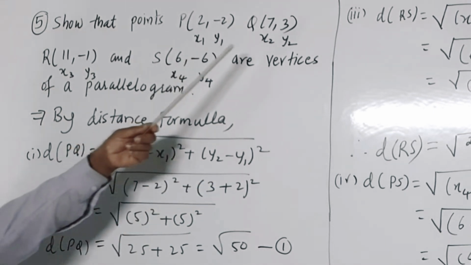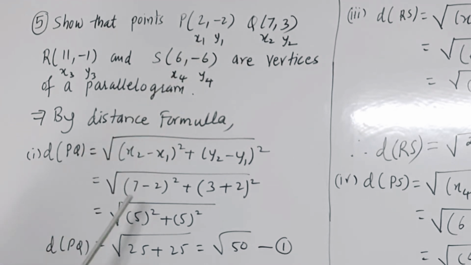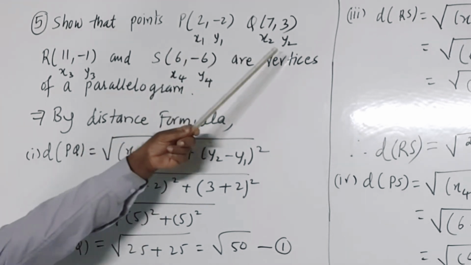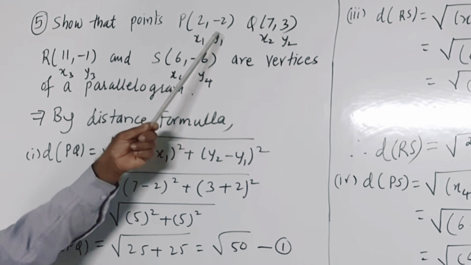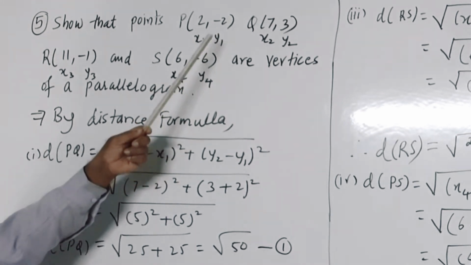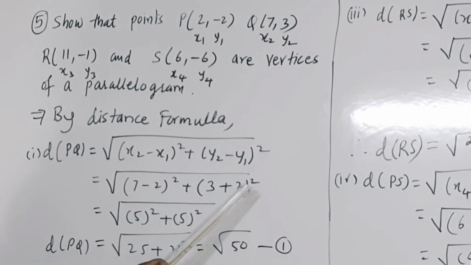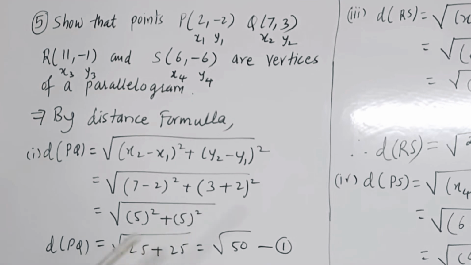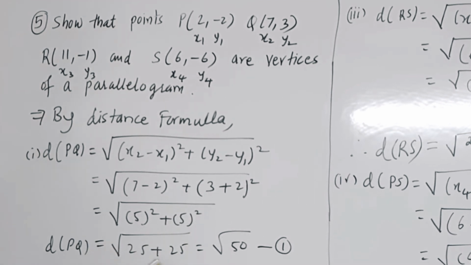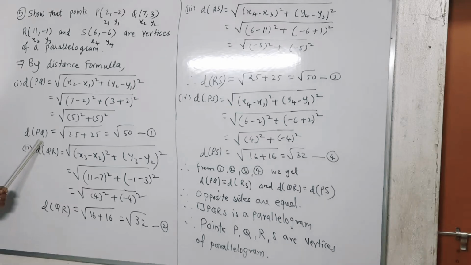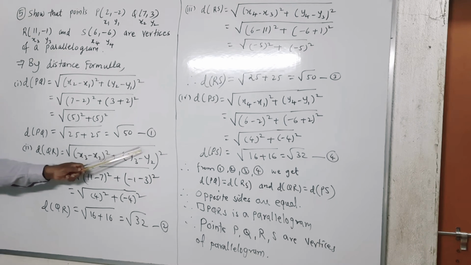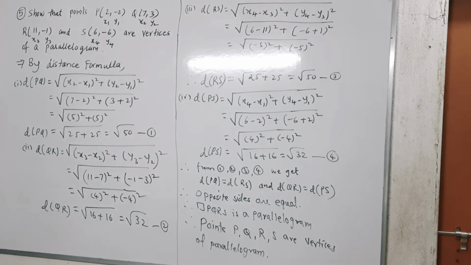So x2 is 7 minus x1 which is 2, square, plus y2 which is 3 minus y1 which is minus 2. So minus into minus plus, 3 plus 2, bracket square, 7 minus 2 that is 5 square plus 5 square, 5 square is 25 plus 25, 25 plus 25, square root of 50. That is number 1. Distance PQ is equal to under root 50.